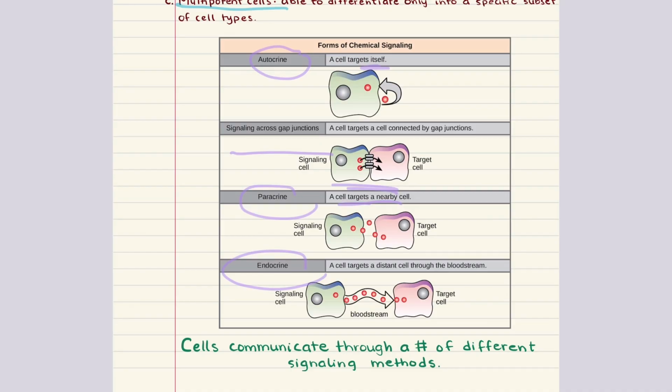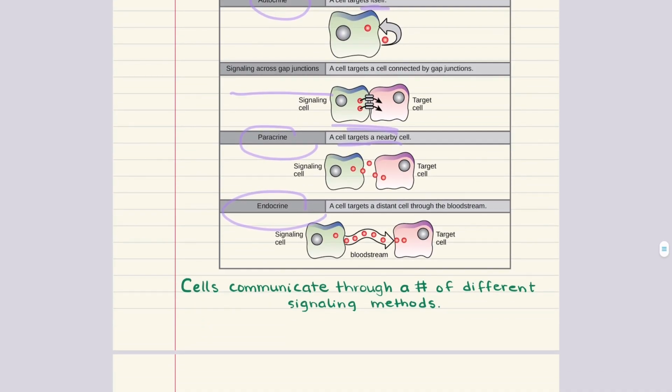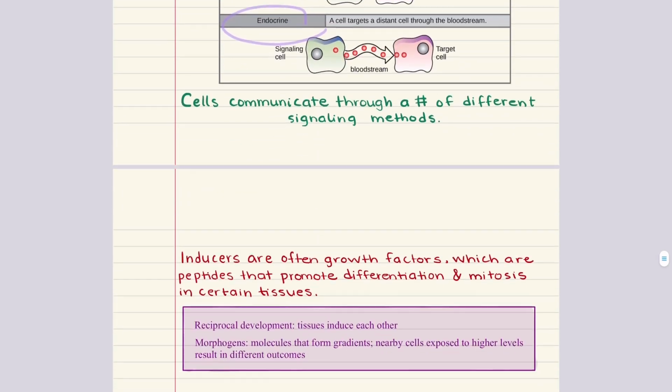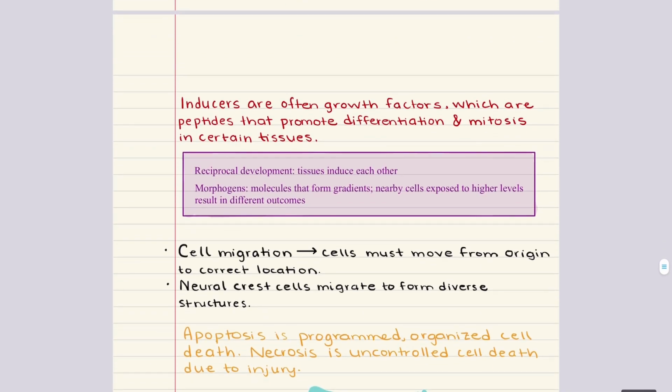All of these signaling methods play a role in how cells respond to inducers. Inducers are molecules, often proteins, called growth factors that are secreted by one group of cells to influence another.